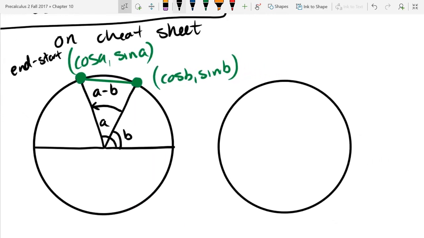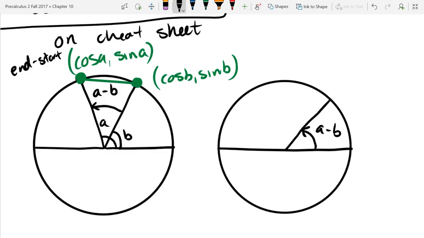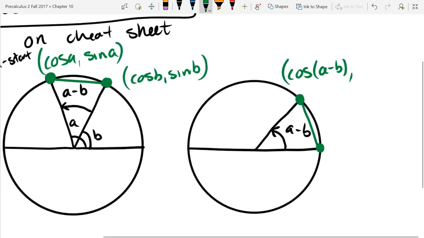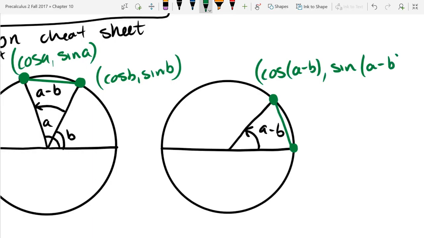Now we're going to go to the second circle. I'm going to draw the same angle, A minus B, except I'm going to draw it in standard position. So there's the same angle, A minus B, except written in the normal position, in standard position. I'm going to draw in that line segment where the line segment rotated to. The name of that first point is going to be cos(A minus B), sine(A minus B). What is the coordinate of the other green point on the x-axis? We're on the unit circle.